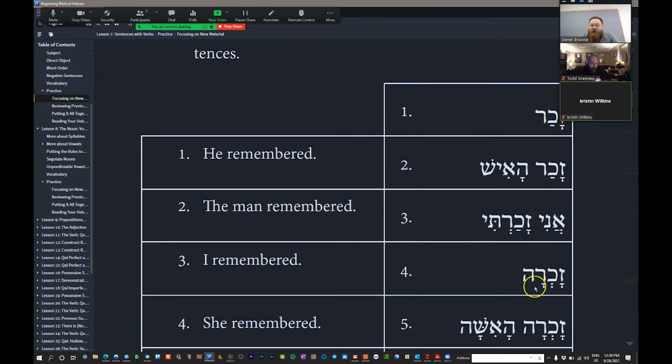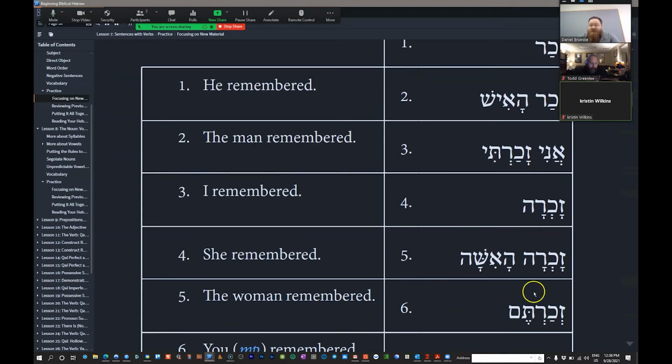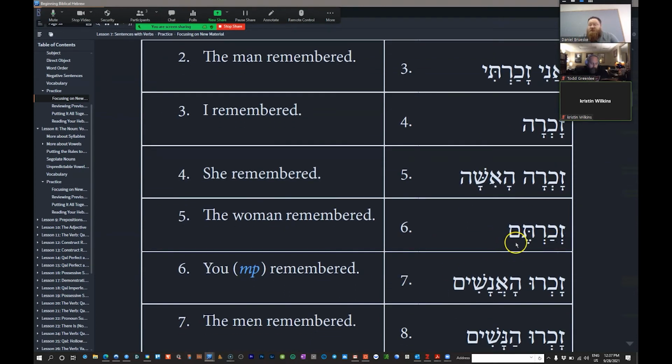Pretty much the same thing when we go down to number 4. It's just a different subject. So instead of 3ms, it's now 3fs. But again, same. Number 5 is the same as number 2. It's just gone feminine now. Remember, your subject has to match your verb with respect to gender and number. Number 6, we've shifted to the 2mp, so that's you all, masculine, remembered. Number 7, we get the 3cp, and so we can look at number 7 here the same way we looked at number 2.